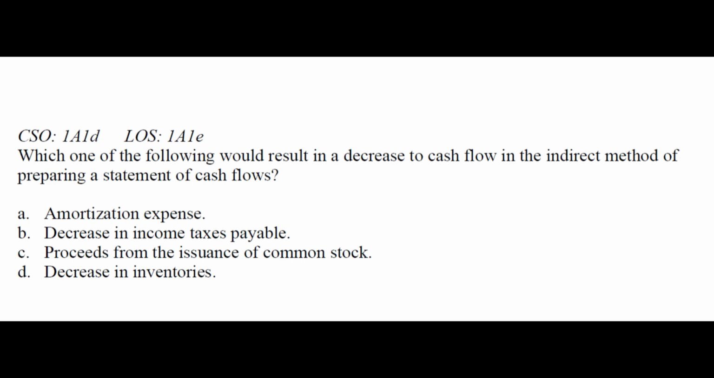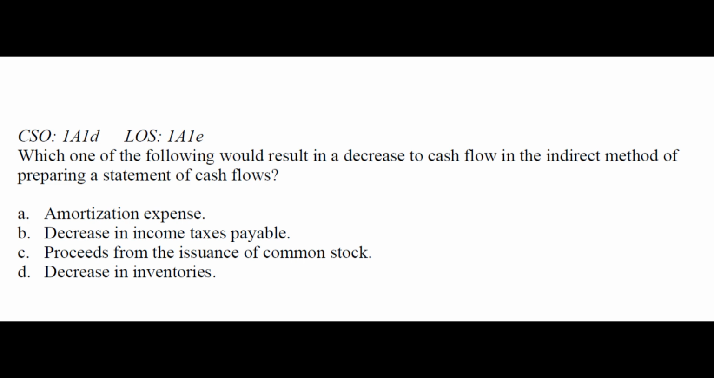Correct. A decrease in income taxes payable means the company paid more cash for taxes than the tax expense recognized during the period. Since cash has been used to reduce the liability, this adjustment reduces operating cash flow under the indirect method. C. Proceeds from the issuance of common stock. Incorrect. Cash received from issuing common stock is a financing activity, not an operating activity. It does not reduce operating cash flow.